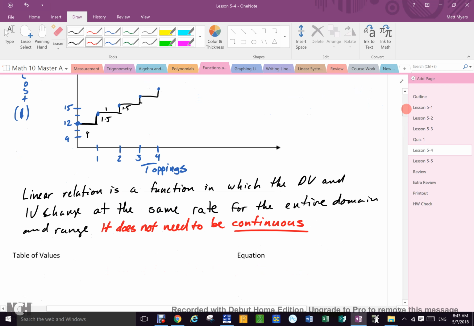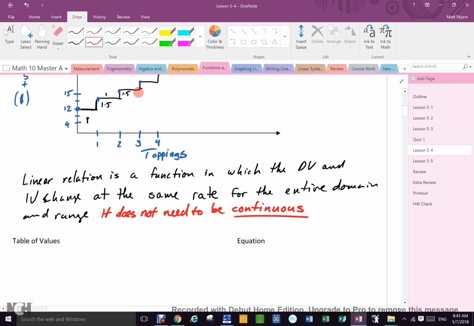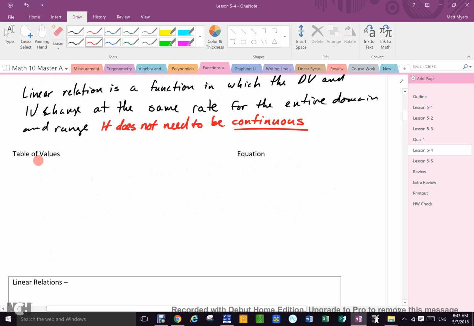You all can easily see on a graph when something is linear, right? You go over 1, up 1.5, you do that a couple times, it's a line, right? You also know how to do this with a table of values. You learned this in grade 9, except your table of values were X and Y. What have they become in grade 10? It's not X and Y, what is it? IV and DV, right?